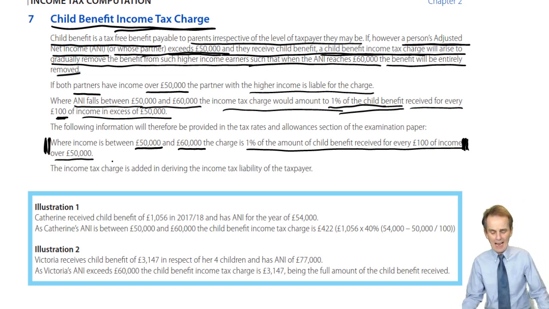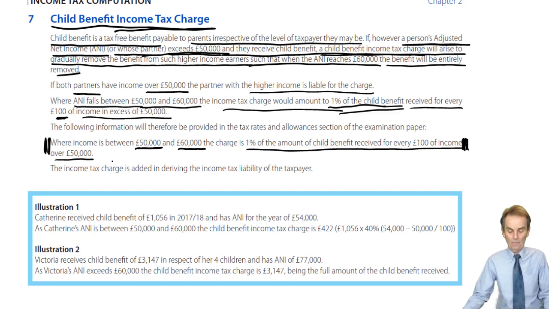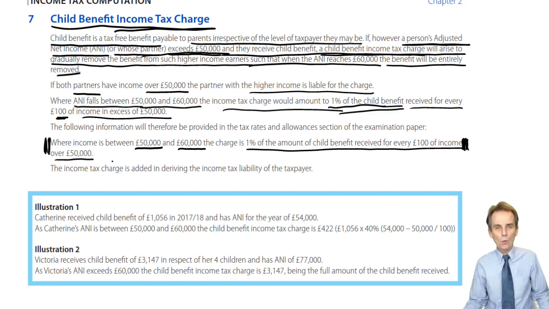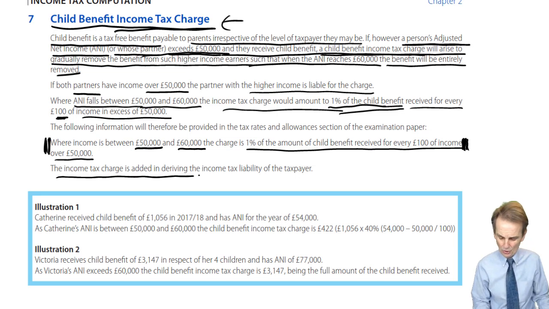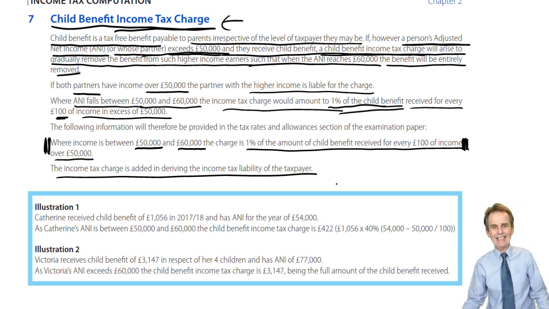So how would that system work, therefore? Now, clearly, you're not expected to know what the amounts of child benefit are. They will be determined, of course, according to how many children the taxpayer has, and they are set down. Any such figure will be given to you within the question. So you will be given the amount of child benefit received. What you then have to do is calculate the child benefit income tax charge, and that income tax charge, once you've computed it, is added in deriving our income tax liability at the bottom of our income tax computation there.